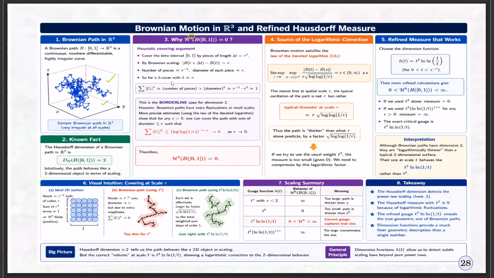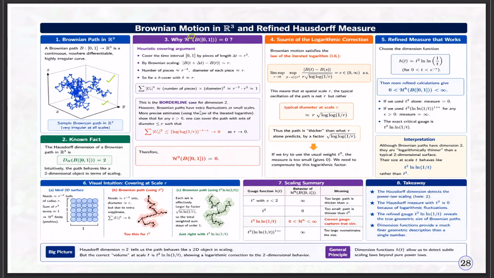So for a δ-cover with δ approximately r, if you are finding the sum of the diameter to the power 2 times the number of pieces, this is r^(-2) times r^2, which is equal to 1. This is the borderline case for dimension 2.